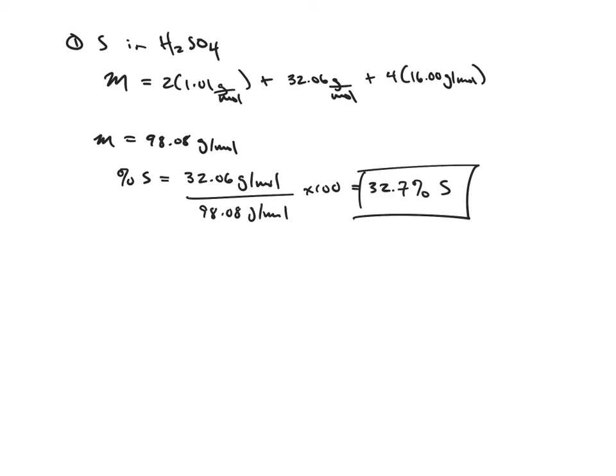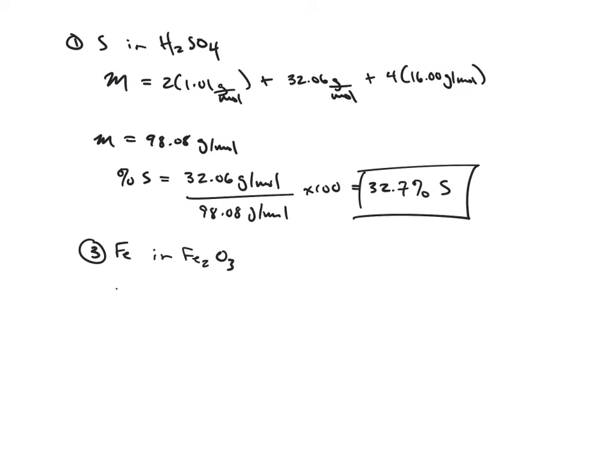Let's look at one like number 3. I just want to make sure we do number 3 correctly because number 3 has multiples of that atom that it's looking for. It's looking for iron in Fe2O3. So iron in iron(III) oxide.